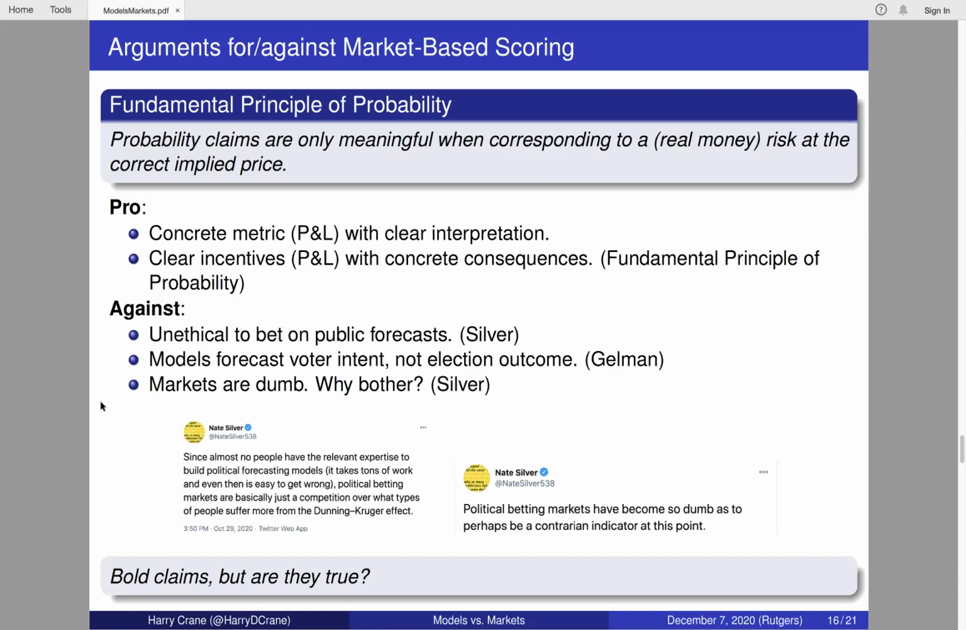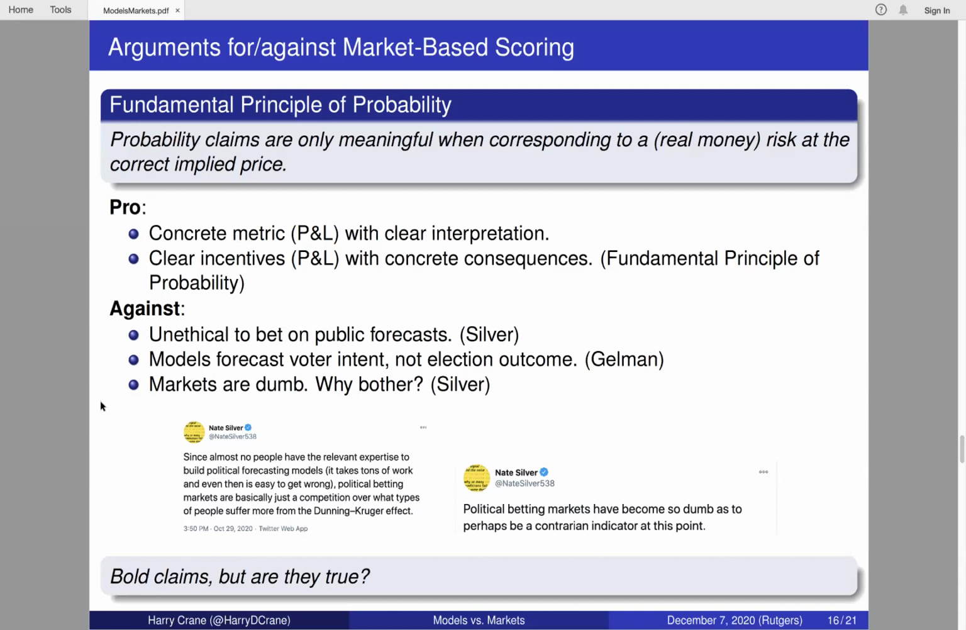But the arguments against are that there are some who argue that it's unethical to bet on publicly available forecasts. That's what Nate Silver says. I think that itself is actually an unethical position, but I don't want to get into that. But there are people who believe that.